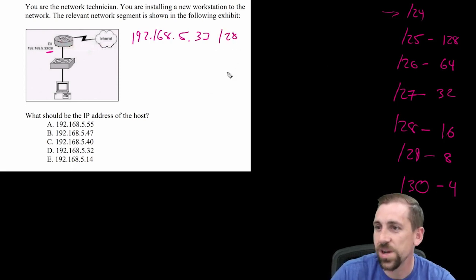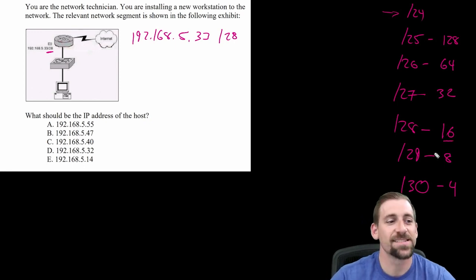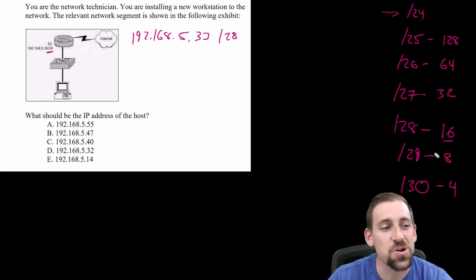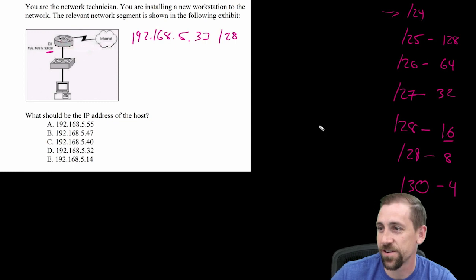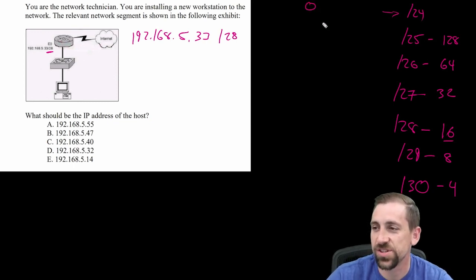We're in a /28. And so that means that every 16 addresses is going to net me a new network, right? So we'll start with a 0. So 0 through 15 is one network. 16 is the next network. 32 is the next network. And 48 is the next network.